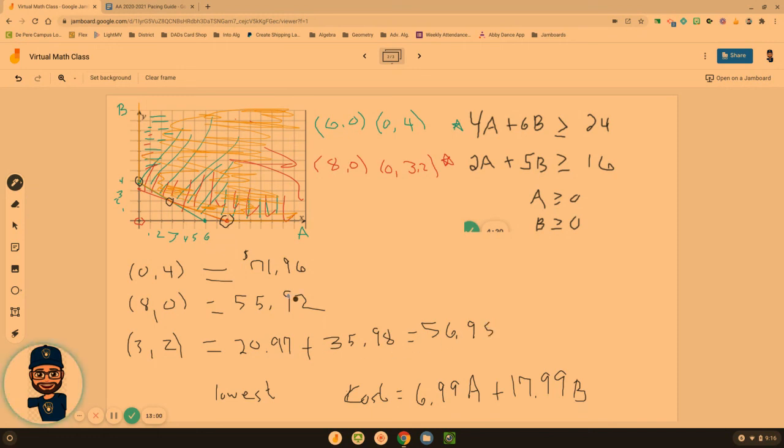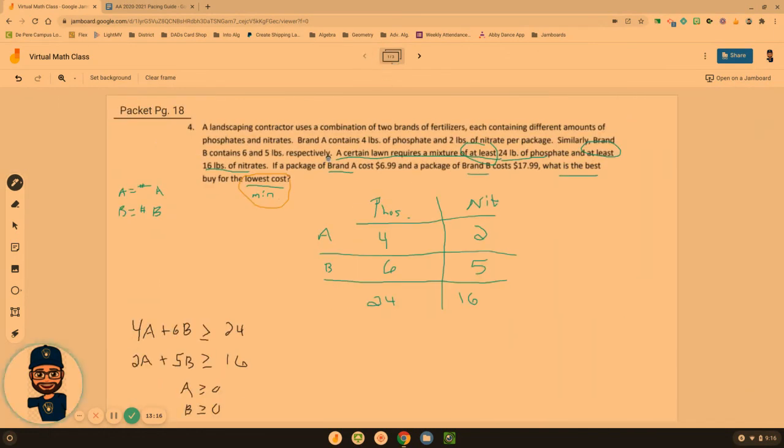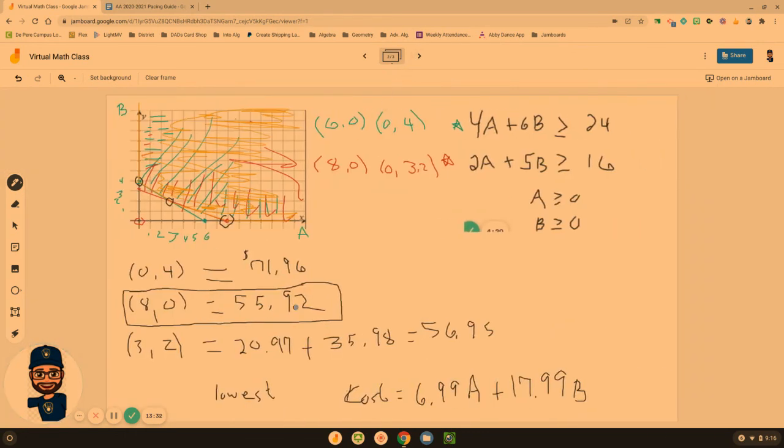So the best deal, the lowest cost, is actually going to be getting 8 pounds or 8 bags of brand A. And it will meet both stipulations, right? Because brand A, if we go back a page, brand A has both phosphates and nitrate in it. If I get 8 bags, that'd be 32 pounds of phosphate, 16 pounds of nitrates, so the bare minimum on nitrates, but it meets the pounds for phosphate, and it would cost us the lowest value by $1.03. All right, so when they want the lowest, for that minimize, we're looking in this case for the lowest value that makes it possible.